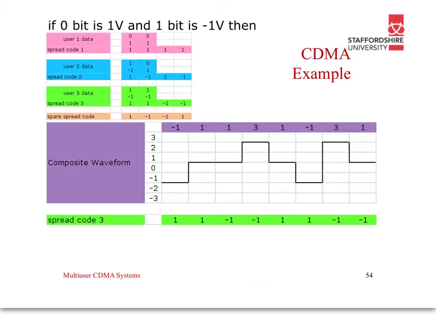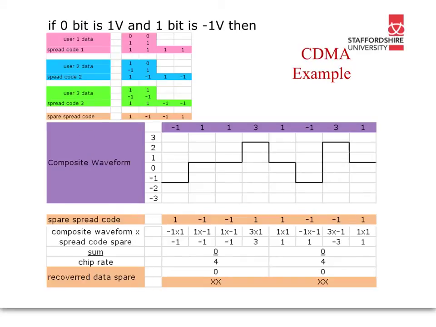Now the final question is we didn't actually transmit anything using the spare spreading code. What happens if I multiply this spare spreading code by the composite waveform? Actually, what we get is zeros out. So minus 1, minus 1, minus 1 is minus 3, and then we get plus 3, there is 0. So in each case we get zeros out, so nothing was transmitted.